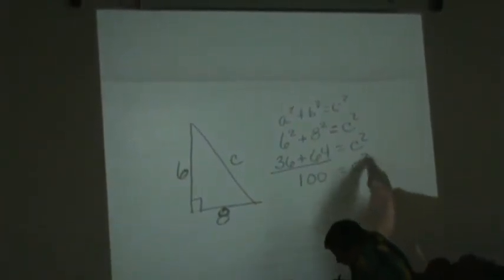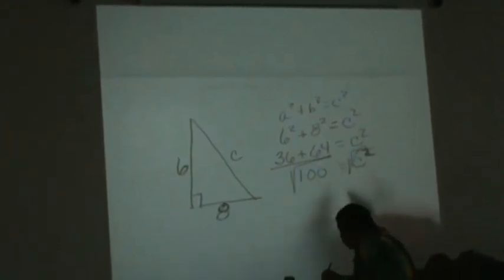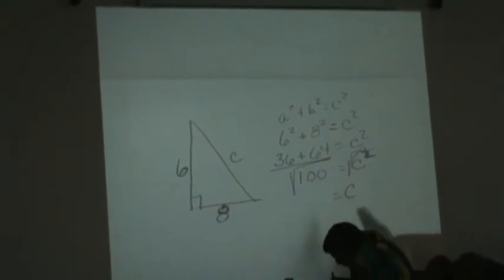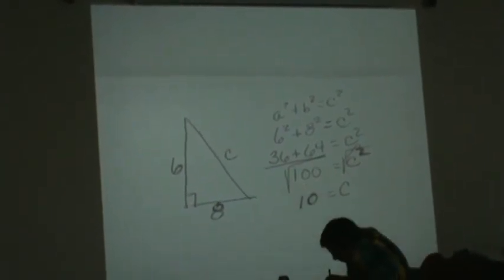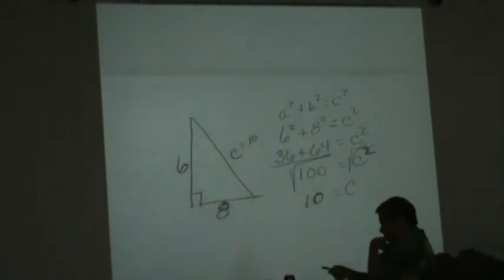To undo a square? Square root. Square root of 100. Yep, 10 times 10 is 100. So that one came out exact. So that was 10.